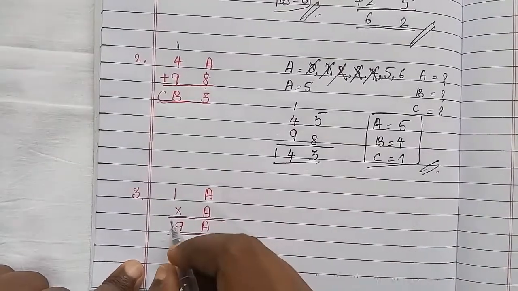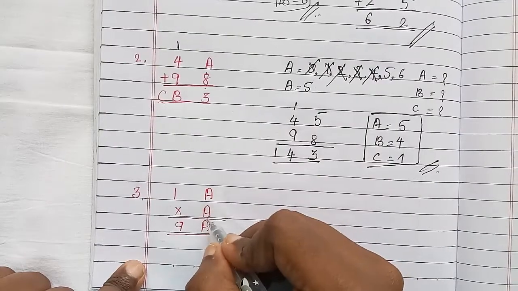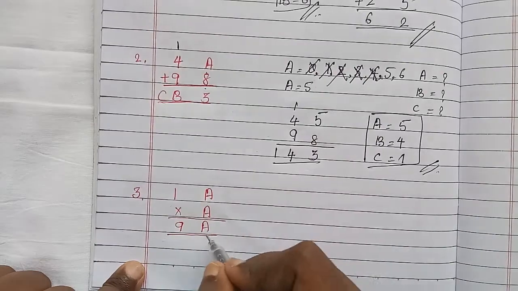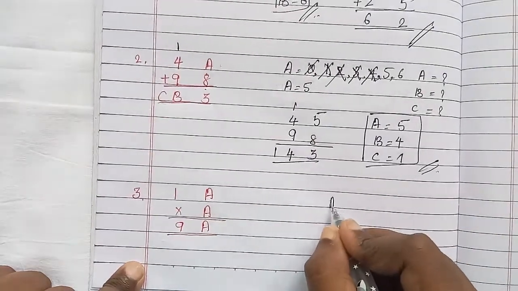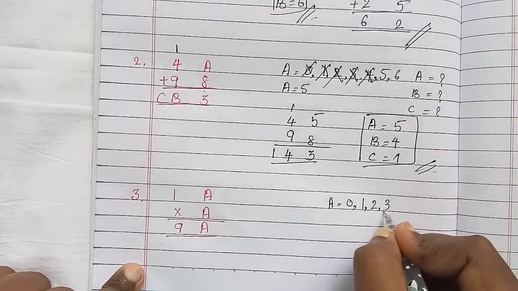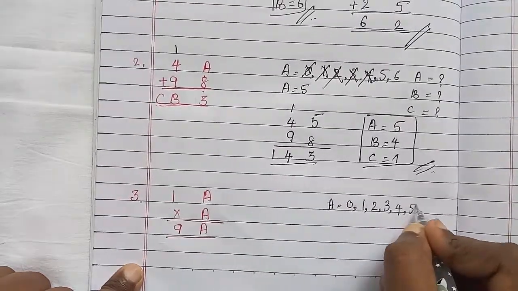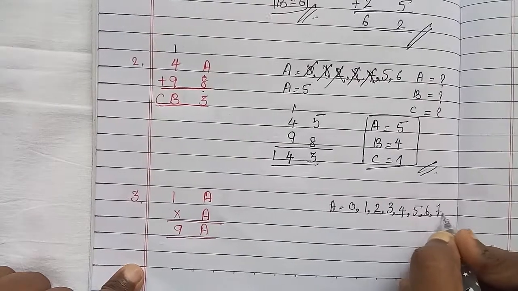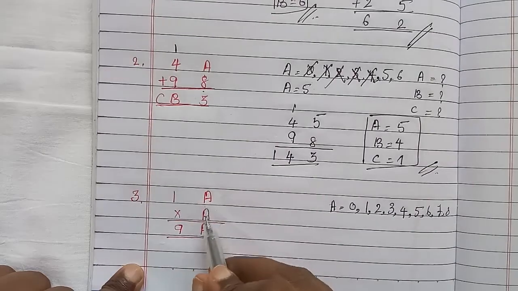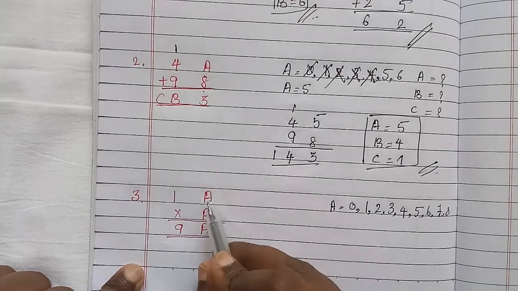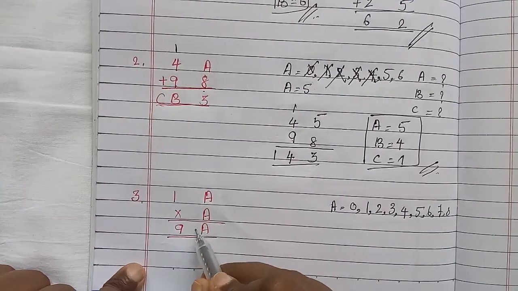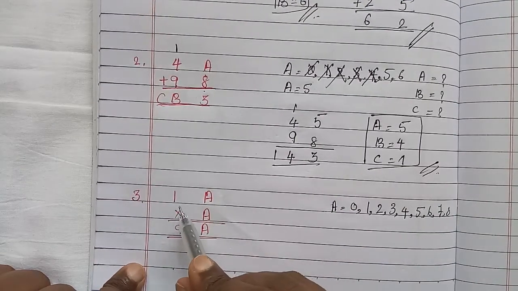Problem number 3. We did not know the value of a. See, the question is also a, and the answer is also a. I will take the value of a as 0, 1, 2, 3, 4, 5, 6, 7, 8. I will take the value of a as 0. 0 times 0 is 0. The question is also 0. The answer is also 0.